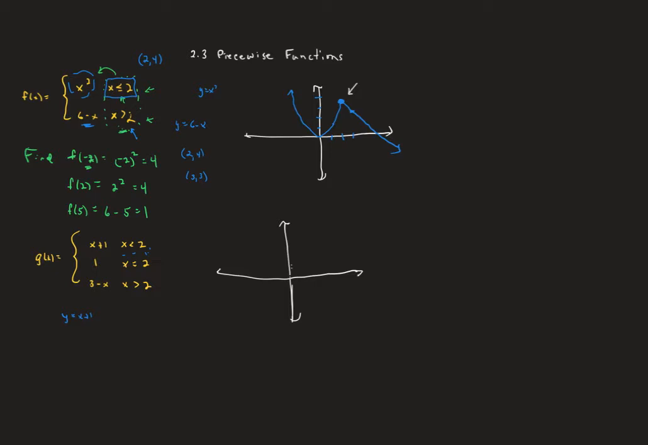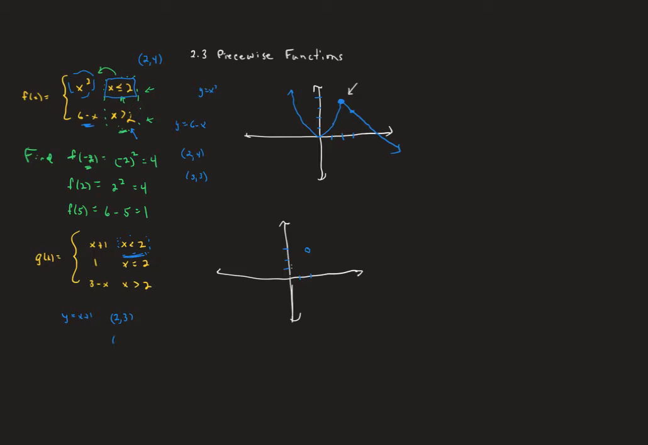So I'm going to plug in x equals 2, and that's going to give us a y value of 3. So at (2, 3), because of the strict inequality, I'm going to put an open circle. Now this part of the function, x plus 1, is valid for all values of x that are less than 2. So I'm going to pick another number that is less than 2.